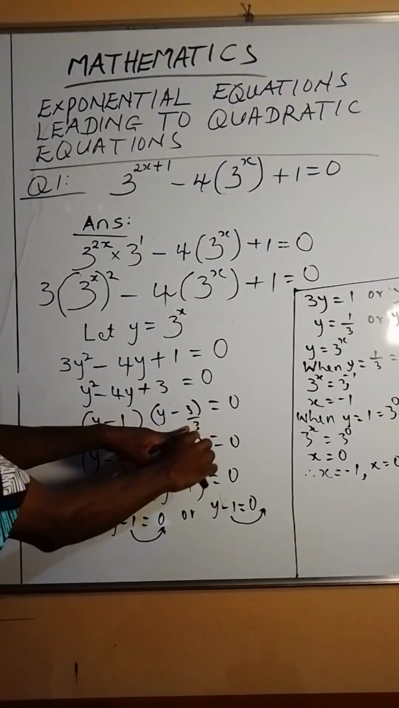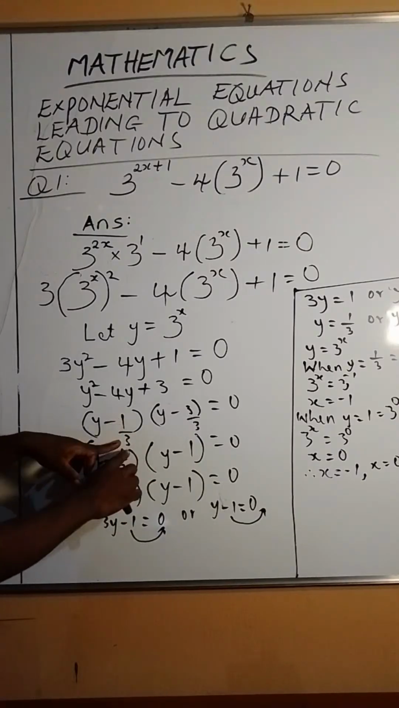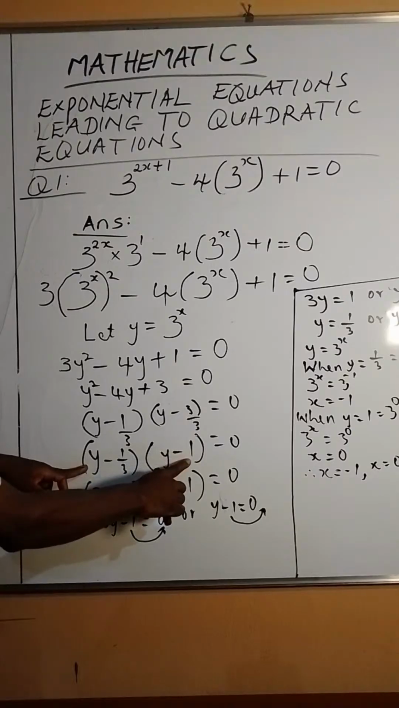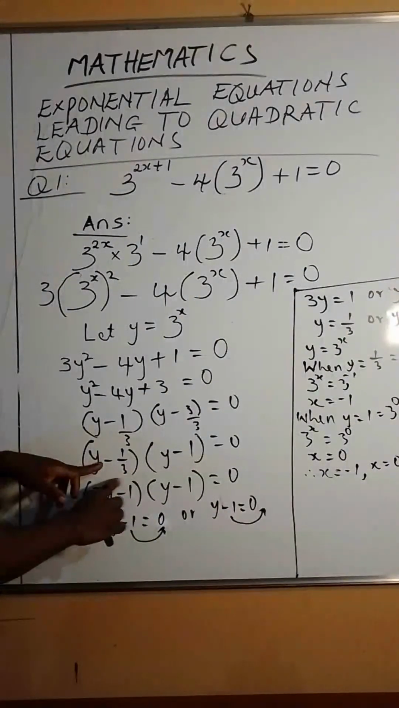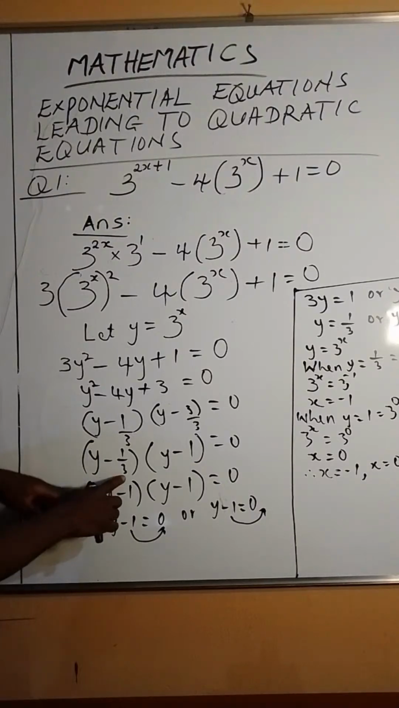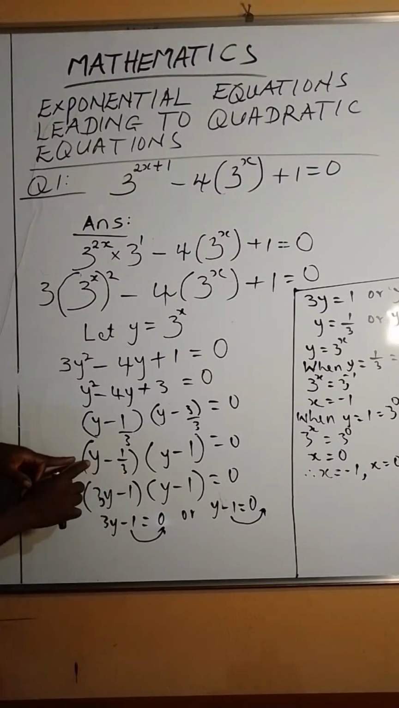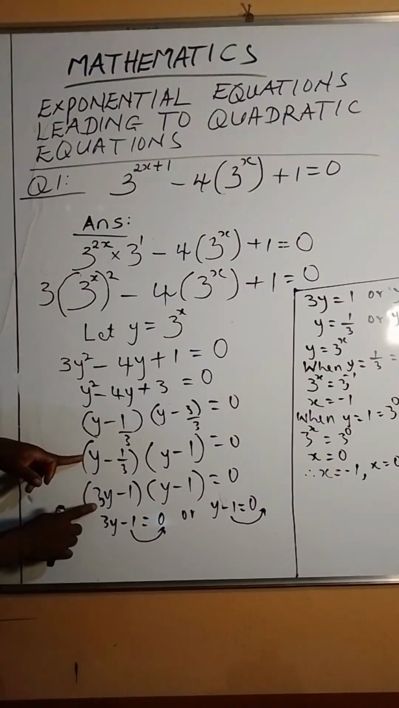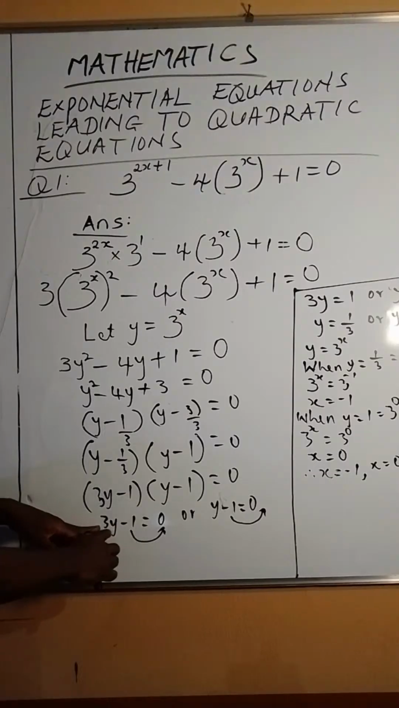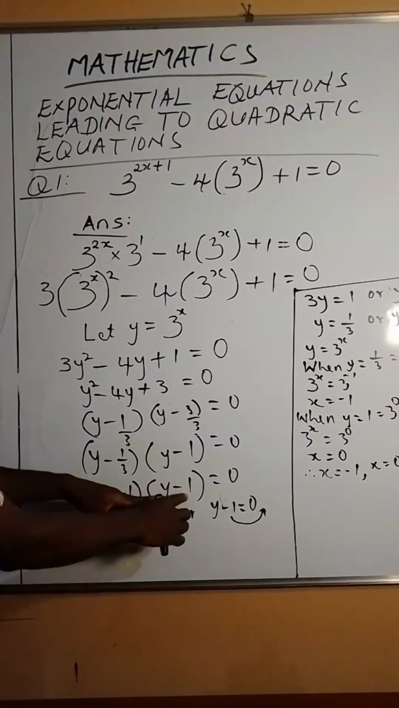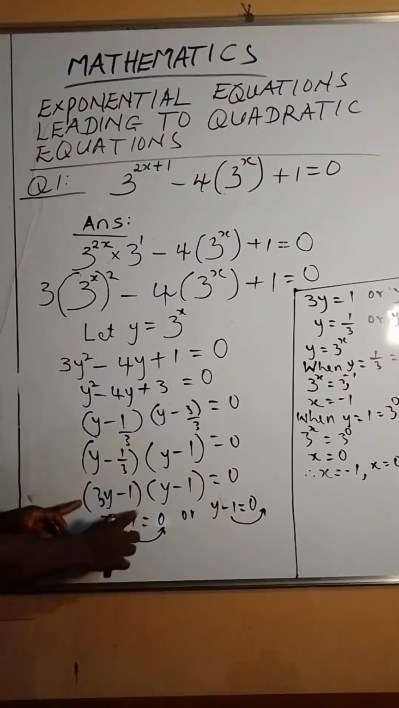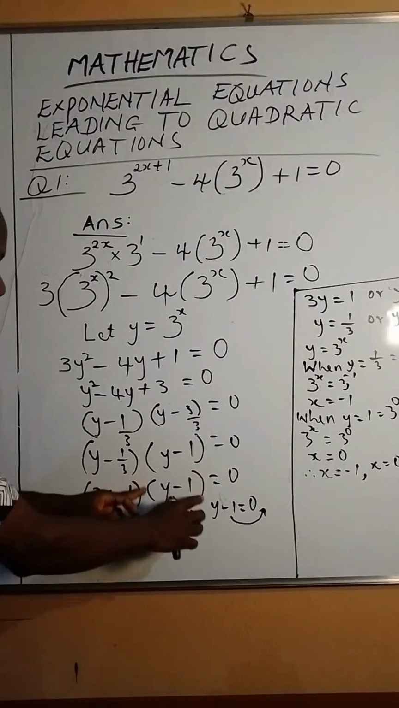Use 3 to divide 3 here, and use 3 to divide 1 here. If you do that, this becomes minus 1, y here becomes minus a third, equal to 0. Then what you are simply going to do is transfer this 3 to this y here, and it becomes 3y. So it vanishes from here, there's no point being here. So we have 3y minus 1 here, and y minus 1 here. And this means that this is equal to 0 and this is equal to 0.